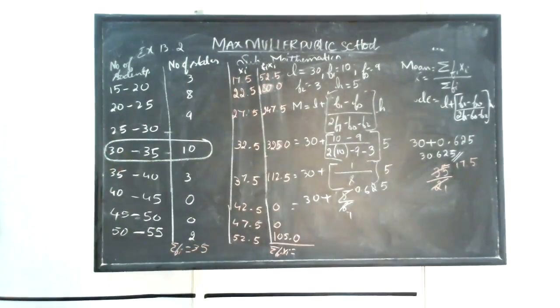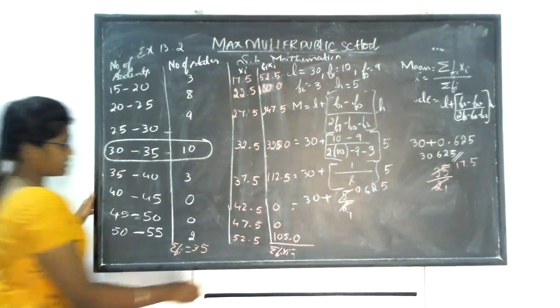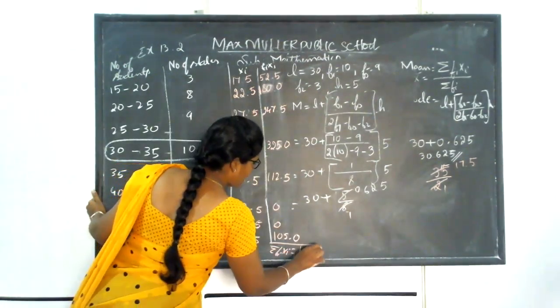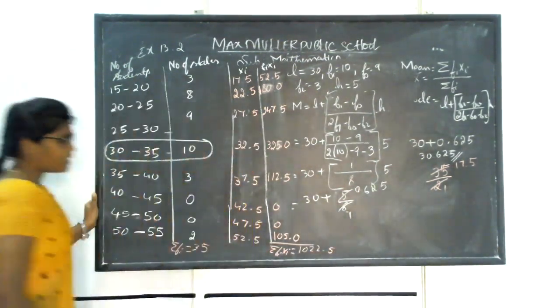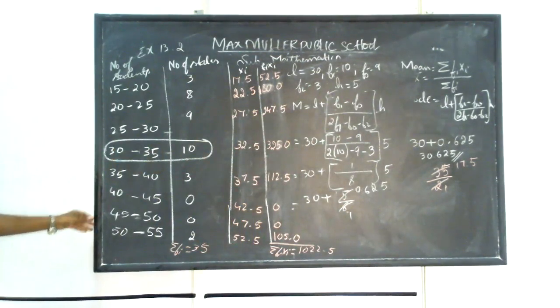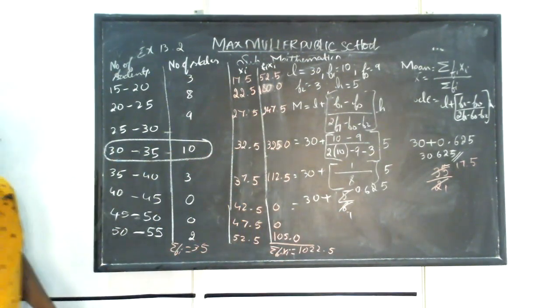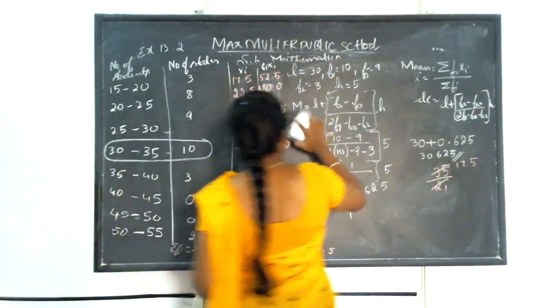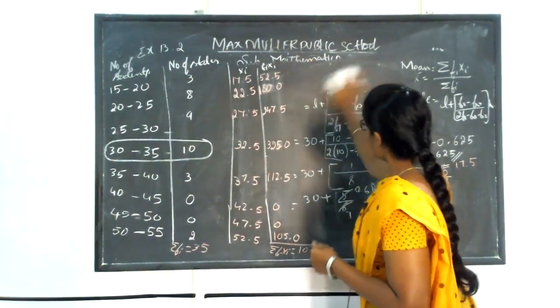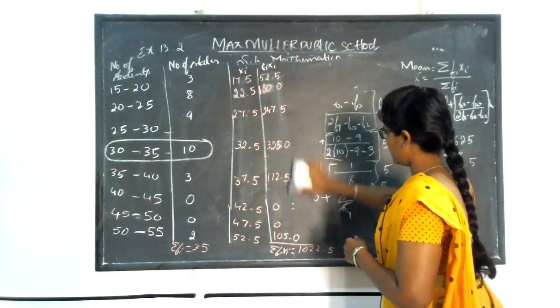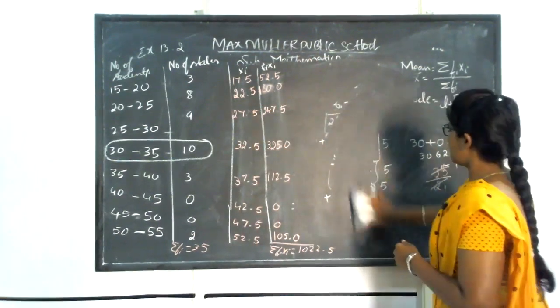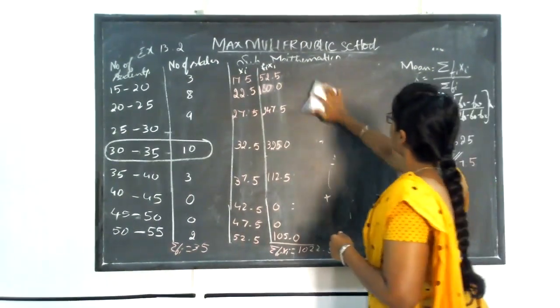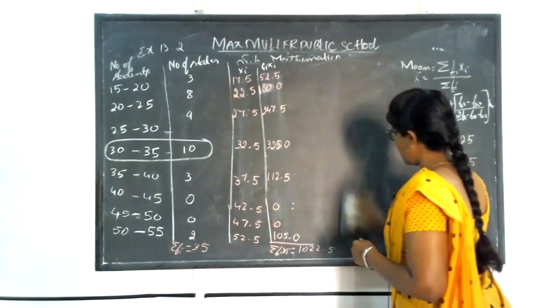Sigma Fi is 35. Then sigma Fi Xi you should do. Add it up. How much will you get? 1022.5 is the sigma Fi Xi value. Now what do you need to do? You need to put it in the mean formula. Mode you have already found out, children. The mode is 30.625. Now we are going to find it with the mean formula.